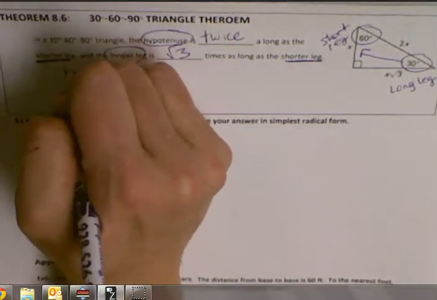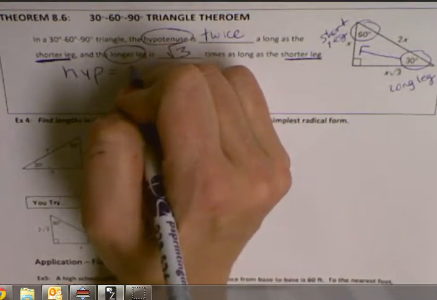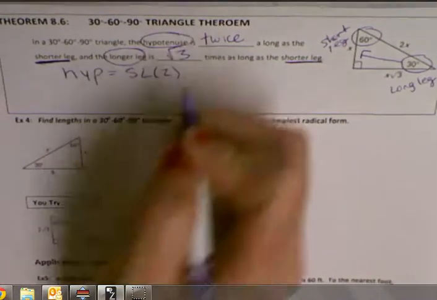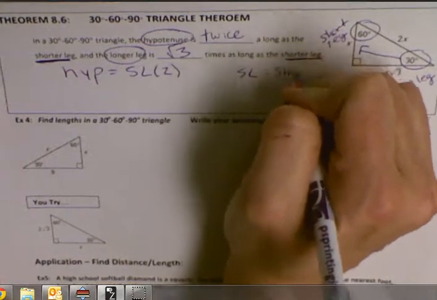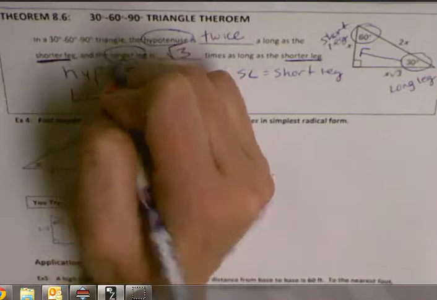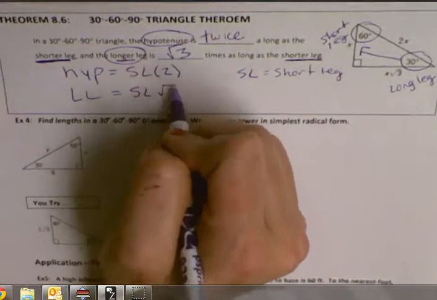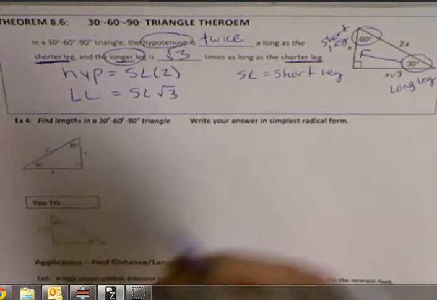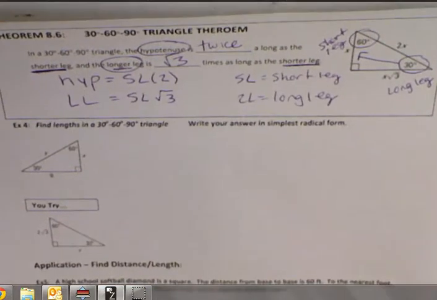So to put this in abbreviation, we know the hypotenuse is twice as long as the short leg. So we're going to do short leg times 2. Let's make a note over here. SL equals short leg, just for abbreviation. We also know that the long leg is equal to the short leg rad 3. And LL stands for long leg. Okay, so let's apply them.